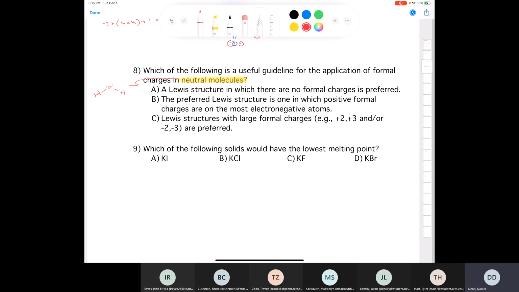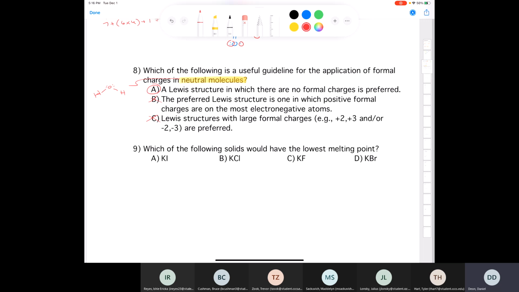A says a Lewis structure in which there's no formal charges is preferred. Well, that's not necessarily true. B, the preferred Lewis structure is one in which the positive formal charges are on the most electronegative atoms. Well, that's definitely not true because you would want the negative charges on the more electronegative atoms. Sorry, I misspoke. In A, it says a Lewis structure in which there are no formal charges is preferred. Yeah, so that's definitely true. Lewis structures with large formal charges, +2, +3, are preferred. That's not true.